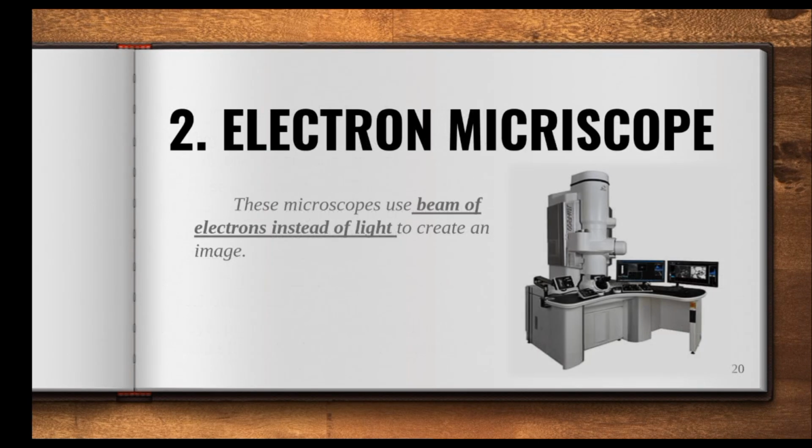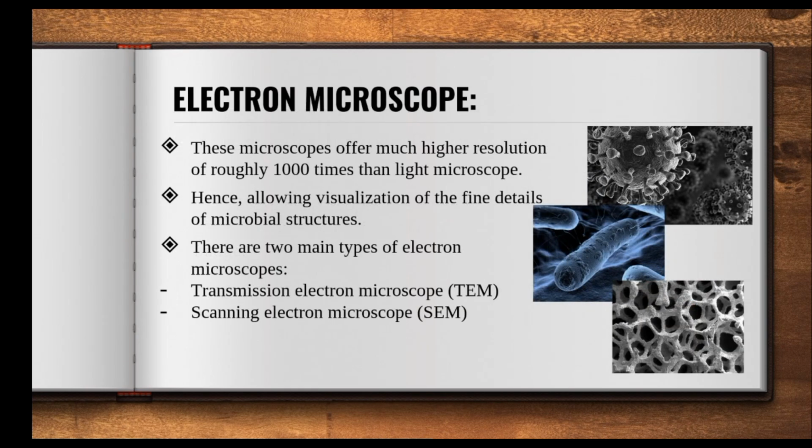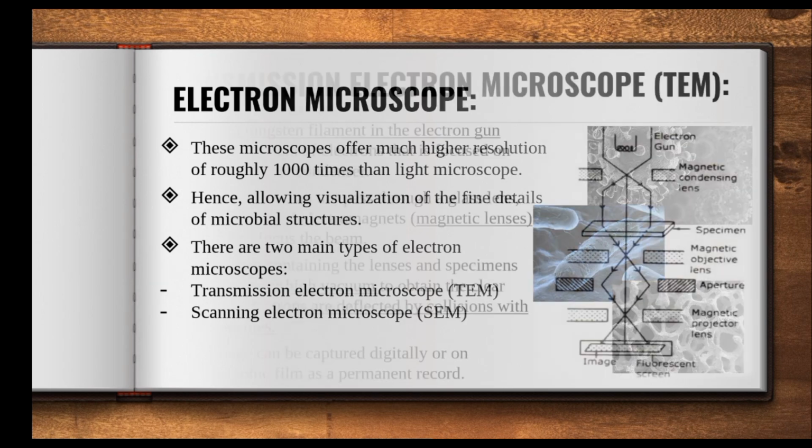Number 2 is electron microscope. These microscopes use a beam of electrons instead of light to create an image. Electron microscopes offer much higher resolution, roughly 1000 times that of a light microscope, hence allowing visualization of fine details of microbial structures. There are two main types of electron microscopes: transmission electron microscope and scanning electron microscope.